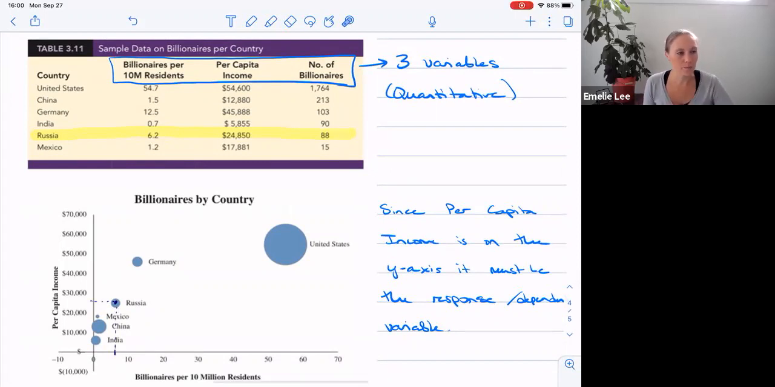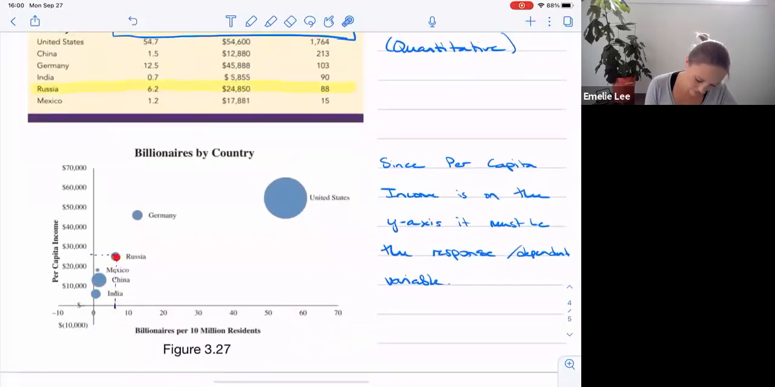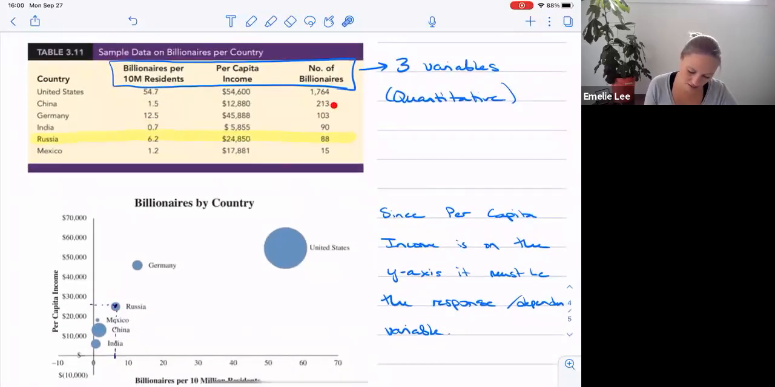And so the dot is quite small, right? Whereas if I look at 213, that's China. So 213 billionaires, I'm expecting that China would have a larger bubble. So if I go and find China, sure enough, it has a larger bubble than Russia did, right? Even Germany, I'm expecting, and now it's really hard for me to see. Again, we're trying to look at the surface area.